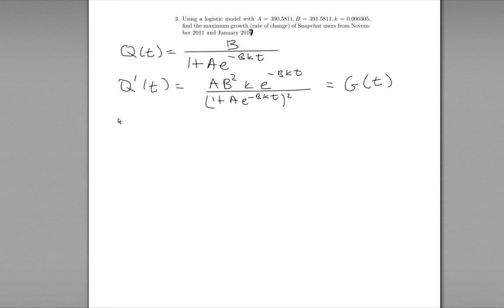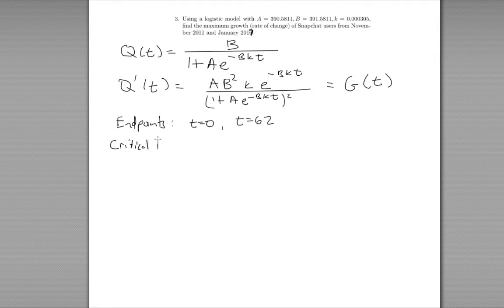So the endpoints for us, let's just write those down quickly. For us, the endpoints are month equals 0, so t equals 0, when Snapchat started, and t equals 62, which is January 2017. So these are our endpoints, and we're going to evaluate our growth at these two endpoints as part of our question. But before that, we're going to find the critical points, because again, the only places that the maximums or minimums can happen are at the endpoints or at the critical points. So let's find the critical points.